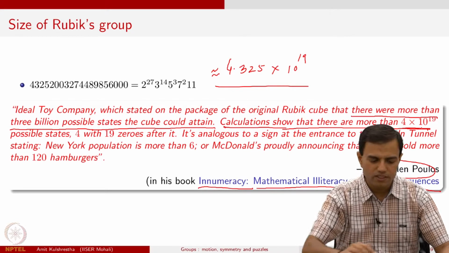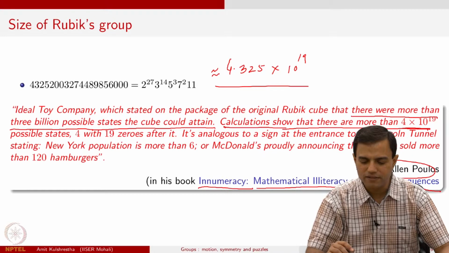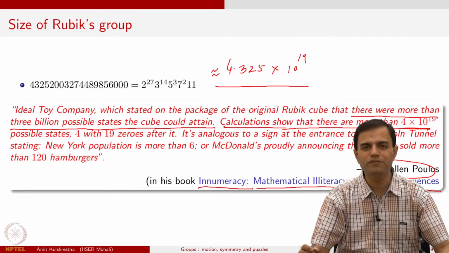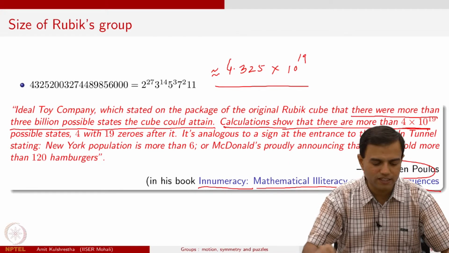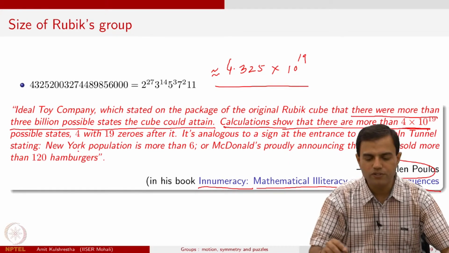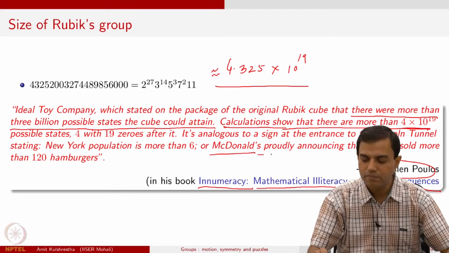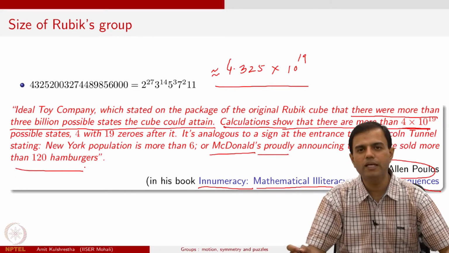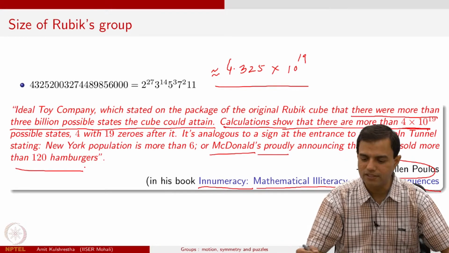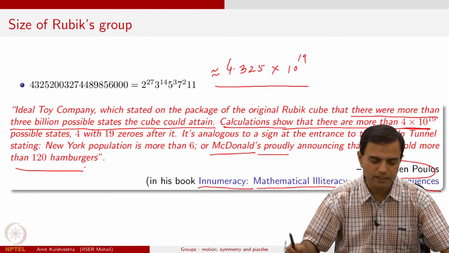The number of possible states is more than 4 with 19 zeros after it. And then he gives a beautiful analogy. He says it's analogous to a sign at the entrance of the Lincoln Tunnel stating New York population is more than 6, or McDonald's proudly announcing that they have sold more than 120 hamburgers. So this is the huge inaccuracy, orders of magnitude of inaccuracy that was there in the beginning.